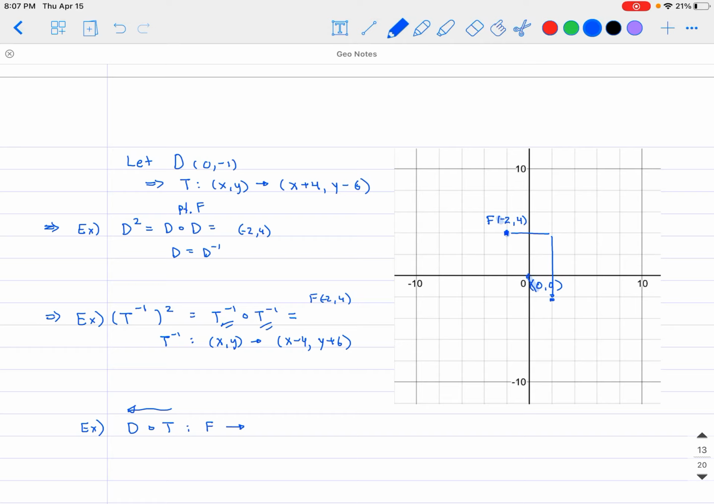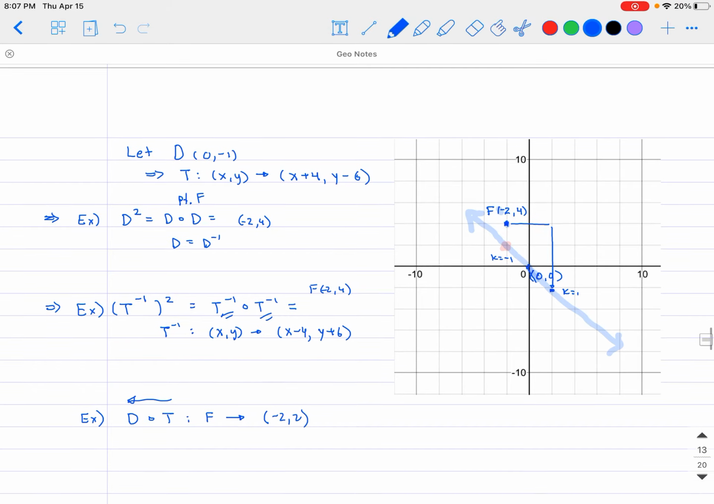Now I'm going to dilate it about the origin at -1. So there I will draw a line through O and also that point that I just came up with. If I'm going to the right, that's the positive direction. If I'm going to the left, I'm going to the negative direction. So the end result is going to be over here, because this right here is when k is equal to 1, and this is when k is equal to -1. So the end result is the point -2, 2.